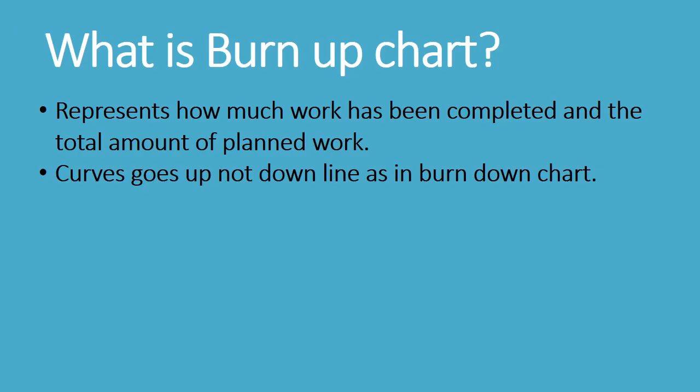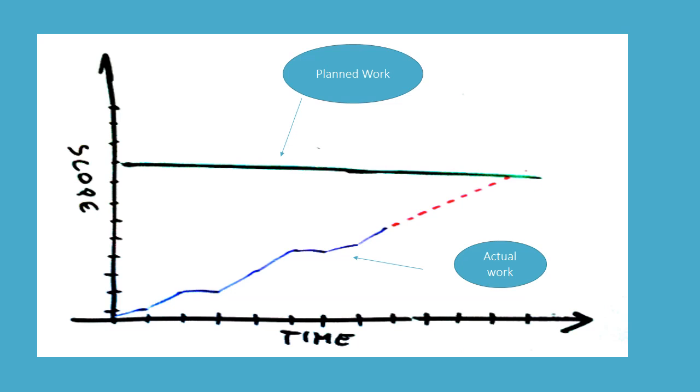Now let's talk about burn up charts. A burn up chart represents how much work has been completed, and it also represents the amount of total planned work. In burn up charts, the curve goes up, whereas in a burn down chart, the line goes down. That's a very basic example of a burn up chart with the timeline on the horizontal axis and scope on the vertical axis. Between these two axes, you can see a black solid line, which is the planned work, the amount of work which we have initially planned for the team. You can consider it as the scope for the team.